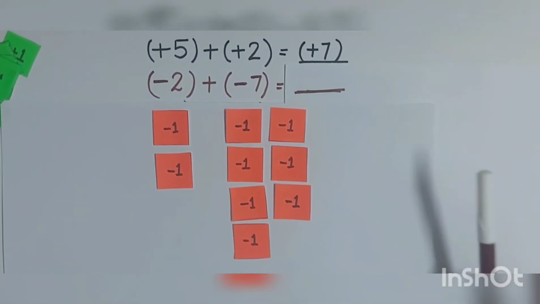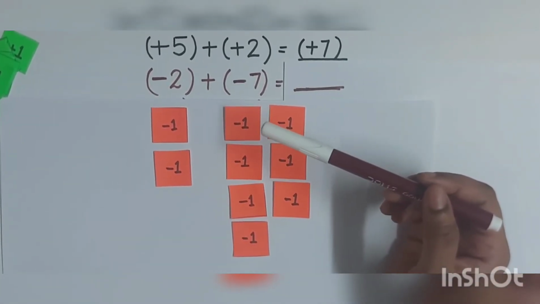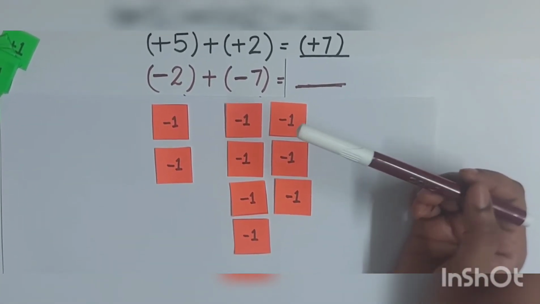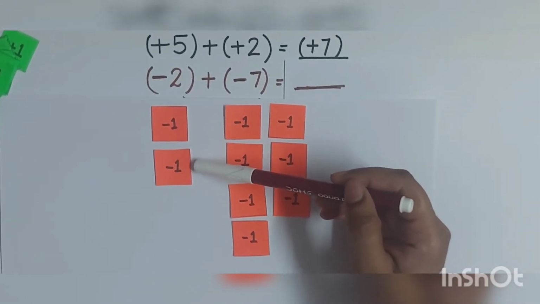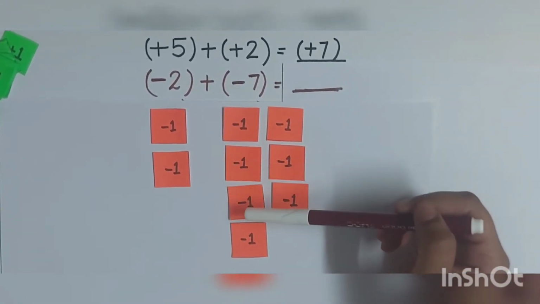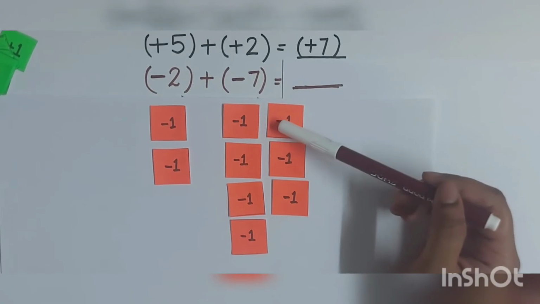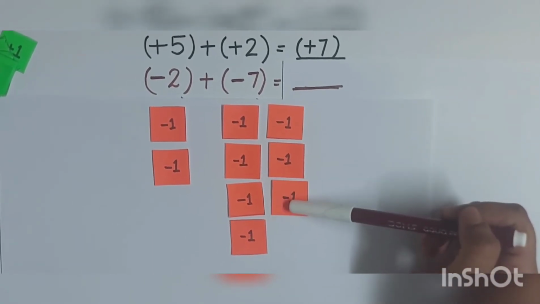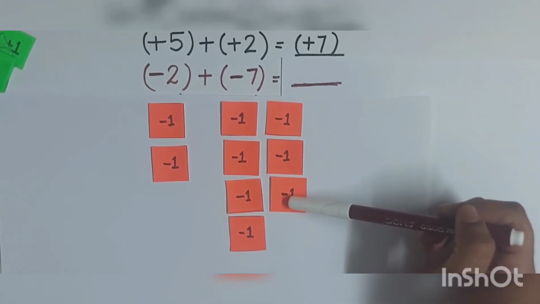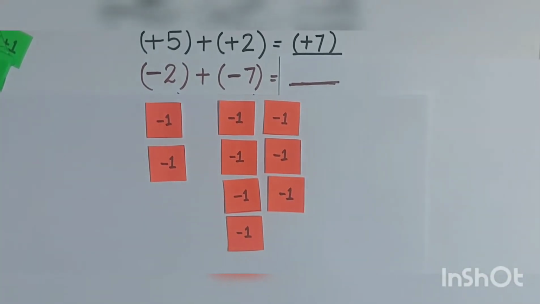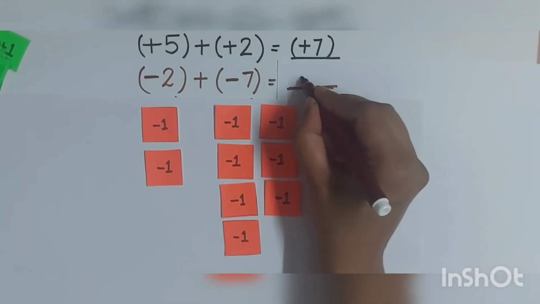Now you can see that in total we have 9 red squares. 1, 2, 3, 4, 5, 6, 7, 8, 9. It means that the answer is minus 9.